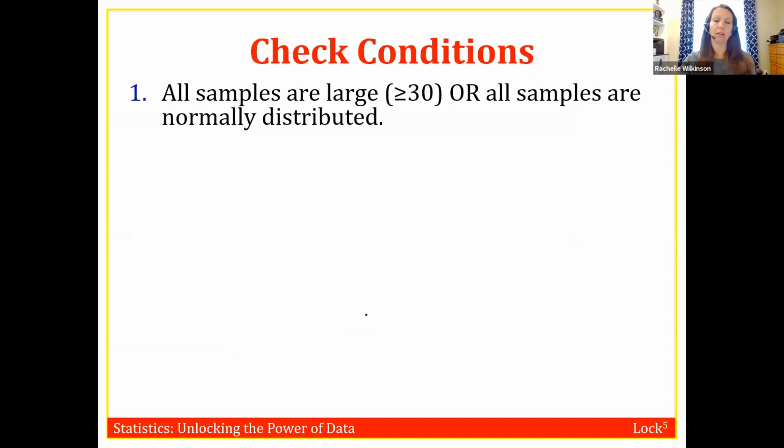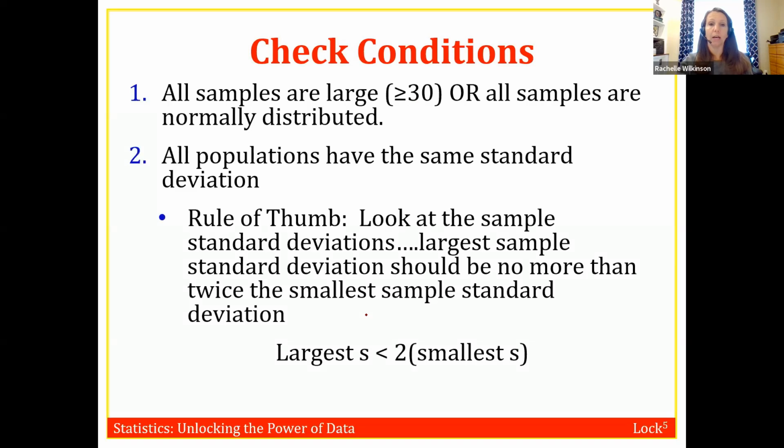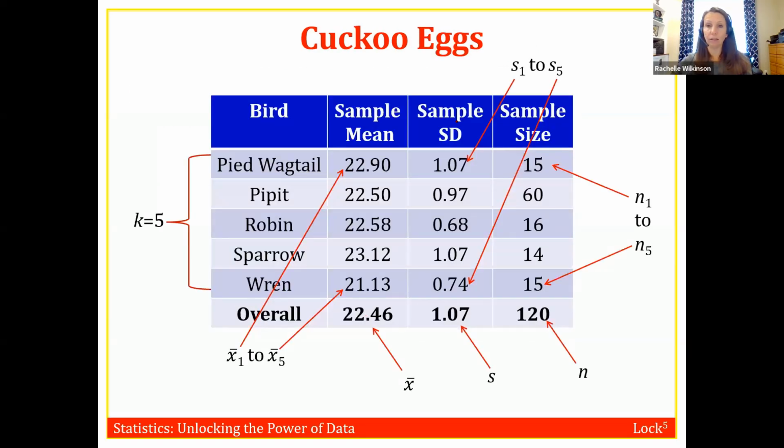Okay, so next let's check our conditions. So the conditions are that all the samples are large or all the samples are normally distributed. So looking back here at my chart and my sample sizes, I can see that 15 is not large, so that one's a little iffy. 60, that one's large, so we're good on the pipit. Robin, not large. Sparrow, not large. Wren, not large. So for the pied wagtail, the robin, the sparrow, and the wren, I would need my sample data to be normal because the sample size is not large.